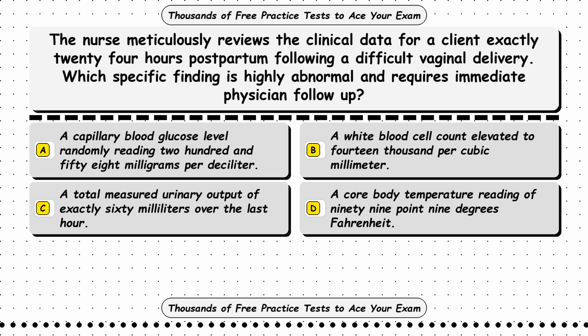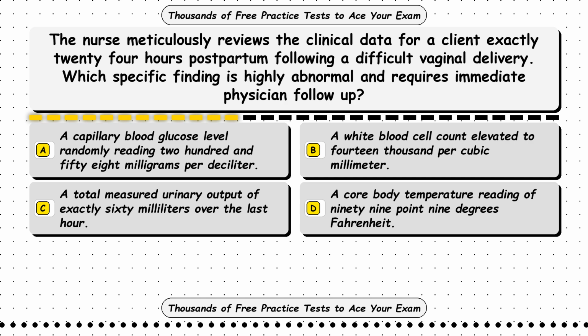Question 153. The nurse meticulously reviews the clinical data for a client exactly 24 hours postpartum following a difficult vaginal delivery. Which specific finding is highly abnormal and requires immediate physician follow-up?